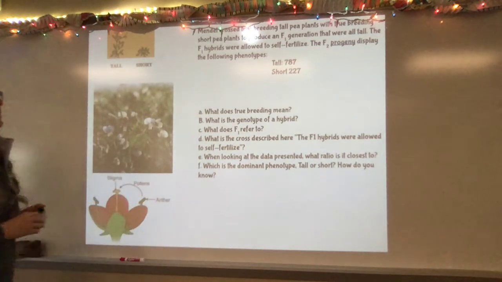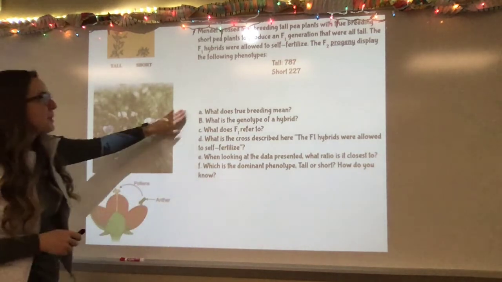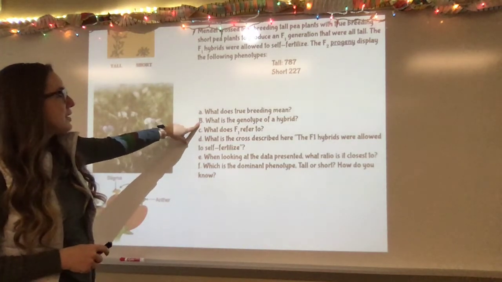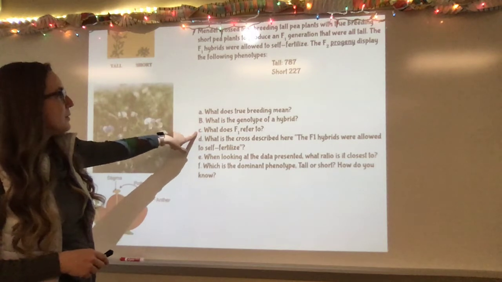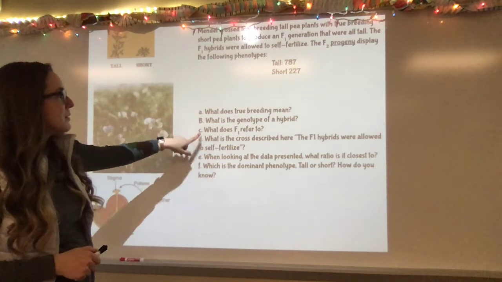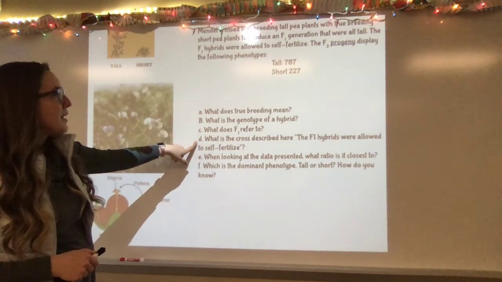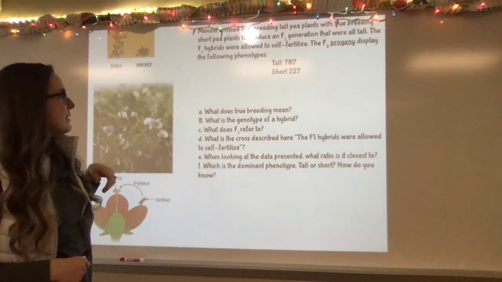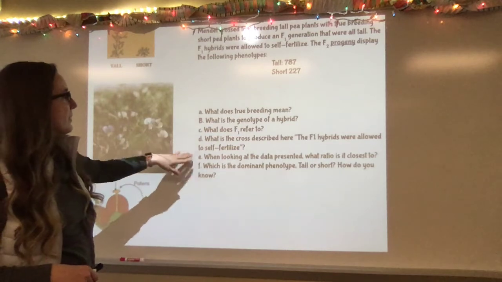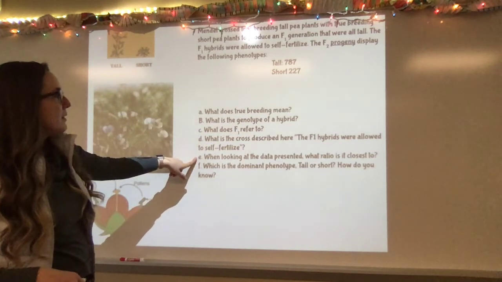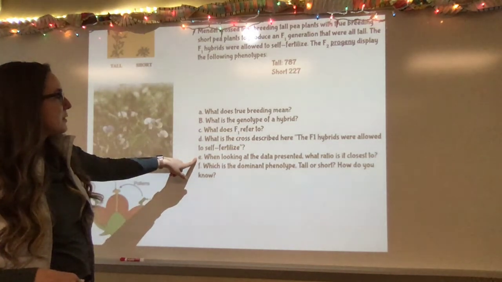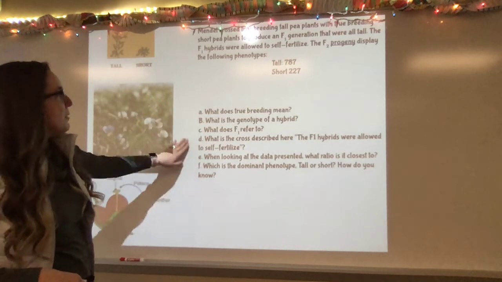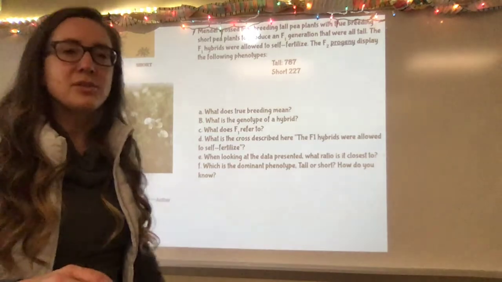So a quick run through then of certain questions. You should be able to identify, what does true breeding mean? What is the genotype of a hybrid? What does the F1 refer to? What is the cross described here in the F1 hybrids if they were allowed to self-fertilize? E, when looking at the data presented, what ratio is it closest to? And then F, what is the dominant phenotype, short or tall, and how do you know? We'll go over these in class to start tomorrow.